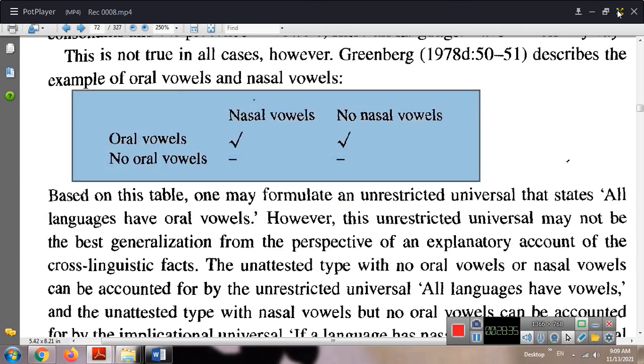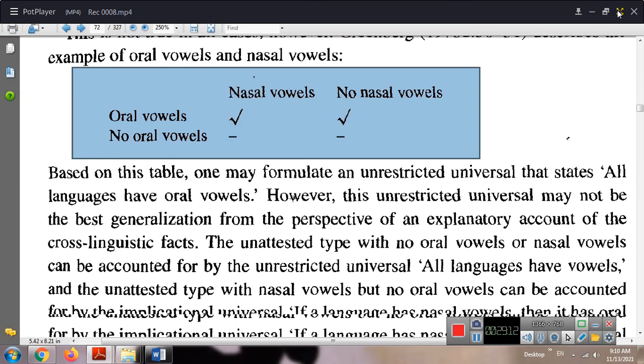This tetrachoric table shows another unrestricted universal, in which we can say that all languages have oral vowels. Maybe I will show you this and ask what it means. You should know that it is an unrestricted table, and it means that all languages have oral vowels. However, this unrestricted universal may not be the best generalization from the perspective of an explanatory account of the cross-linguistic facts. Dear student, you should know the tables, know which kind of universal each is, and be able to describe them.